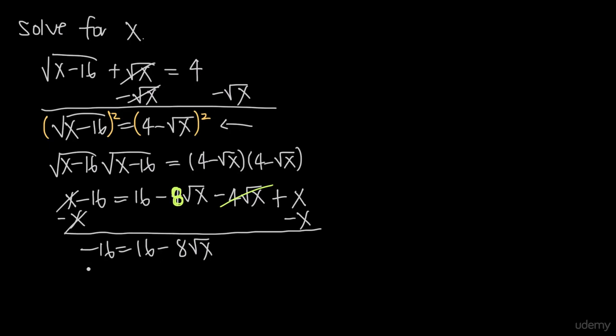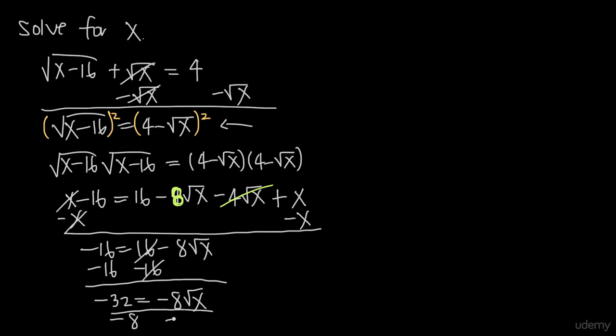So I'm going to subtract 16 from both sides to get rid of this 16 on the right-hand side. Negative 16 minus 16 is a negative 32. Over here on the right, 16 minus 16 cancels, and I'm left with negative 8 root x. When I divide both sides by negative 8, negative 32 over negative 8 is a positive 4. These negative signs cancel, so I get a positive 4. And on the right-hand side, negative 8 divided by negative 8, the negative signs cancel, and 8 divided by 8 is 1. So I have 1 times the square root of x, or just the square root of x.